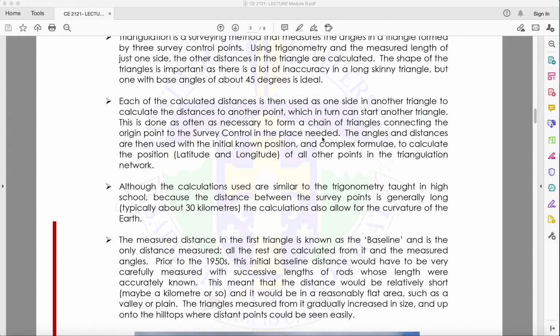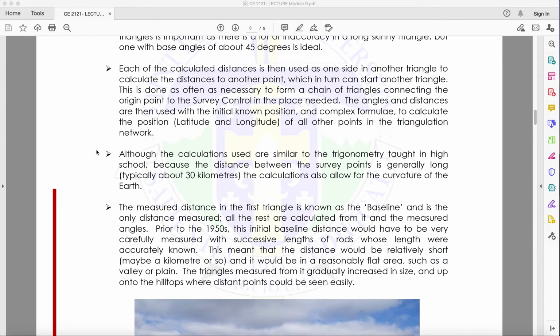So we can start with one triangle, then it becomes two triangles, then three triangles, until we get the data that we want. Okay? So it is a series of triangles or a chain of triangles. So the angles and the distances are then used with initial known points and complex formulae to calculate the position, latitude, and longitude of all other points in the triangulation network.